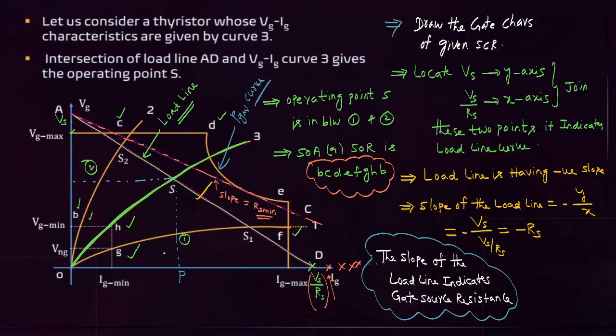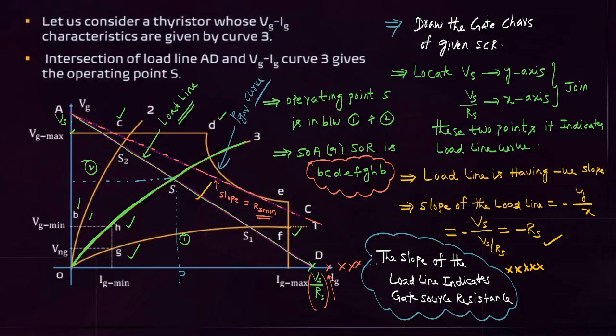In SCR gate characteristics, what is the load line slope? It has a negative slope. And a very important observation: the slope of the load line in SCR gate characteristics indicates the gate source resistance. What does the slope of the load line indicate? The gate source resistance. The slope of the load line is negative. Why is it a negative slope? Because of the falling slope.